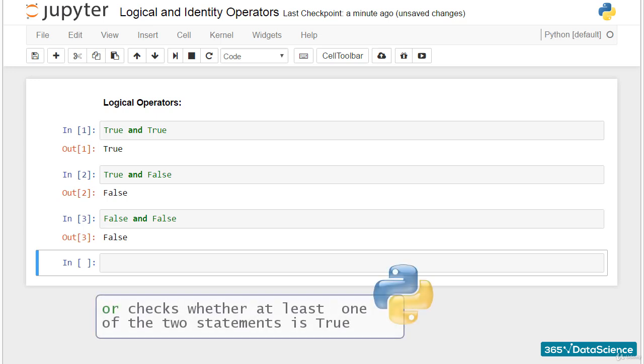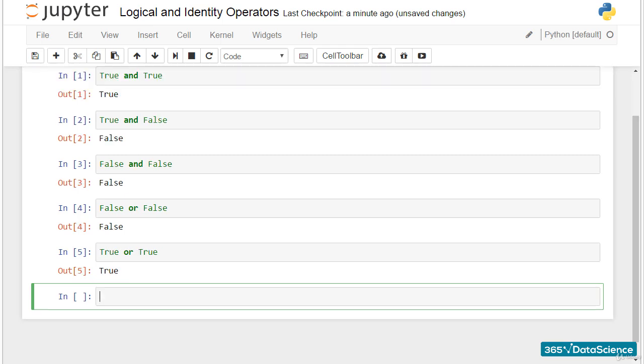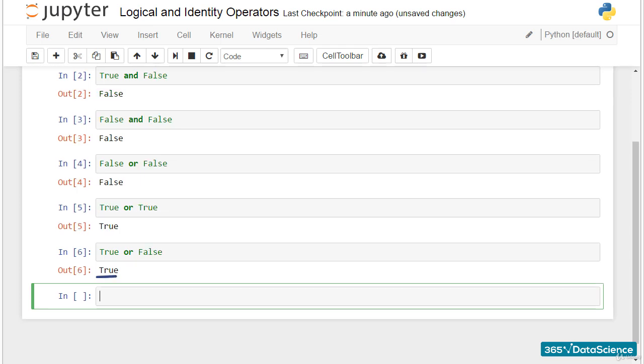Or checks whether at least one of the two statements is true, hence false or false will come back as a false, whilst true or true will return true. In this cell, true or false will return true. The order in which we have the two statements does not matter, so false or true will still result in true as well.